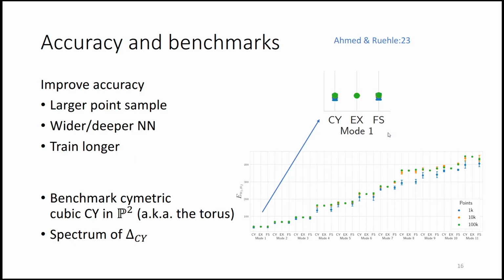We can also check the accuracy of these models, and we can compare it. In particular, if we work on the cubic, so on the one-dimensional Calabi-Yau, we know what the metric is, and we can check how good the prediction is. And the prediction, as shown here in this plot, is fairly good.